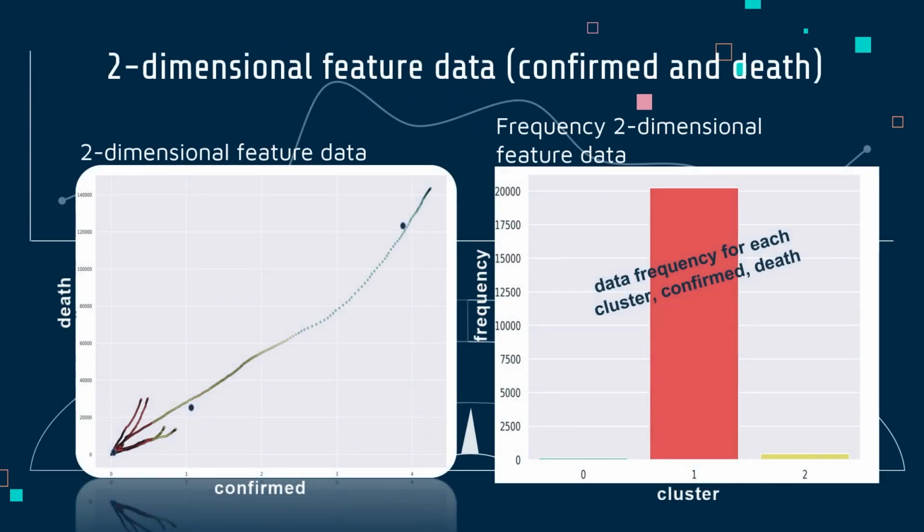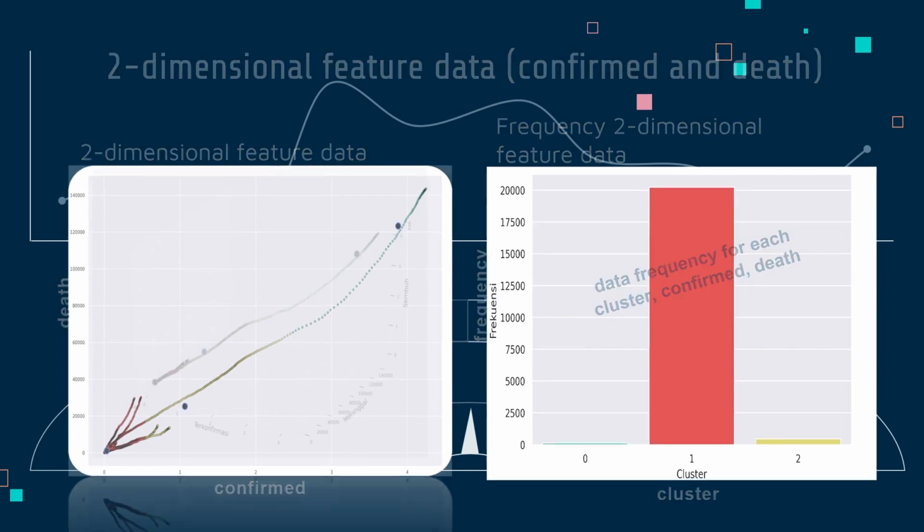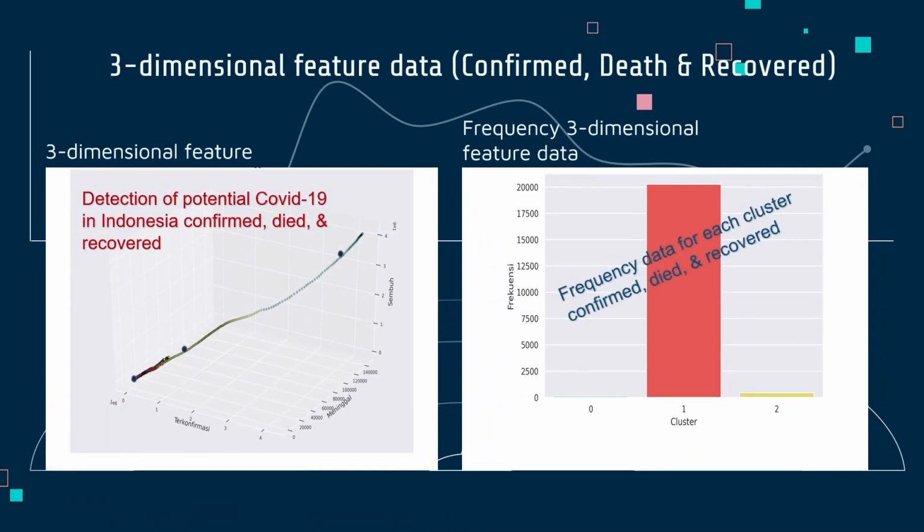Two-dimensional feature data, confirmed and death. Two-dimensional feature data and frequency. Two-dimensional feature data. Three-dimensional feature data, confirmed, death and recovered. Three-dimensional feature and frequency. Three-dimensional feature data.